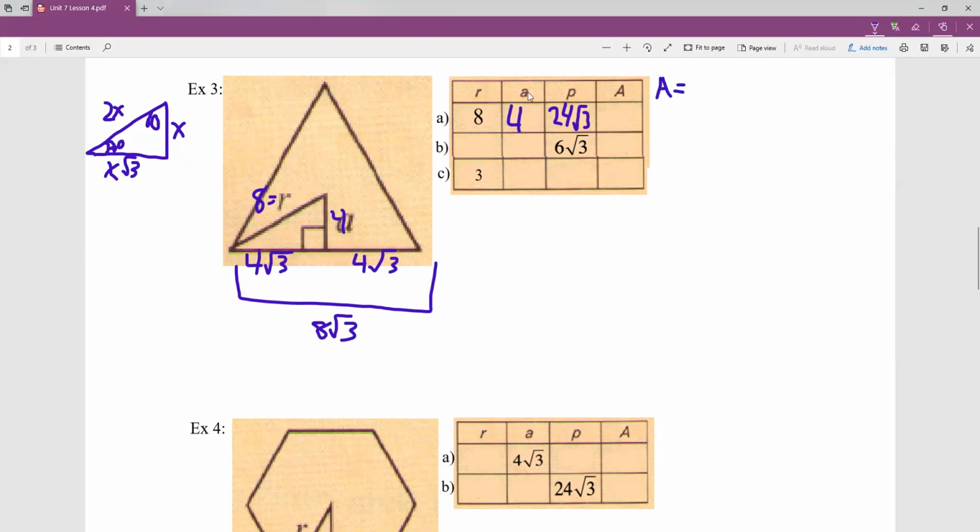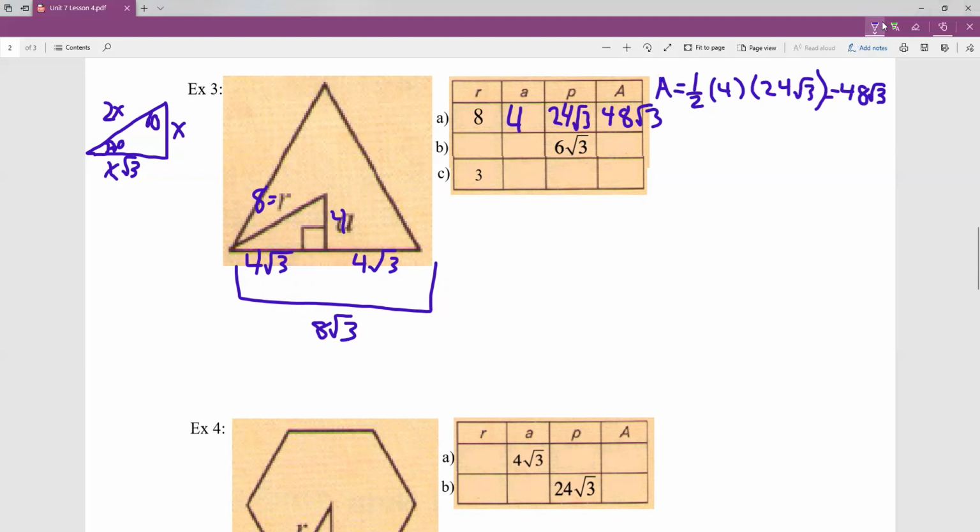Okay. Then we can take the apothem and perimeter and plug them into the formula. 1/2 the apothem, which is 4, times the perimeter, which is 24. 1/2 of 4 is 2. 2 times 24 is 48. So it's going to be 48 root 3. Nice.